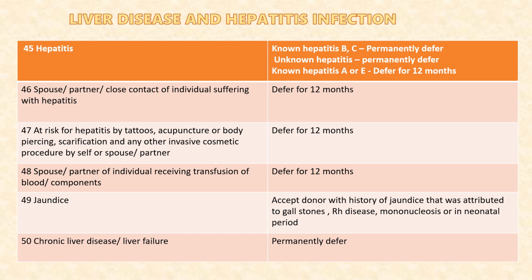Spouse or partner of an individual receiving transfusion of blood and components, defer for 12 months. Jaundice, except a donor with a history of jaundice that was attributed to gallstones, Rh disease, mononucleosis, or the neonatal period. Chronic liver disease and liver failure donors are permanently deferred.